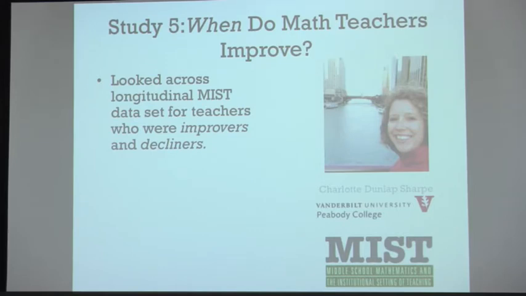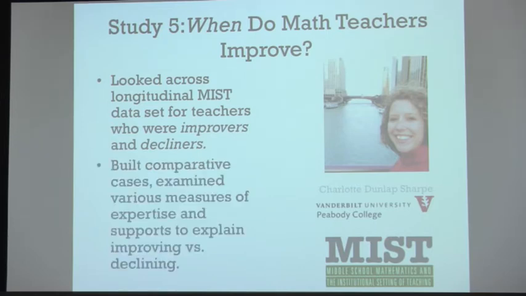Because remember, we have those classroom-based measures of their instruction. When do we see improvers and when do we see decliners? So what she did was very clever. She built cases by looking within schools where there's improvers, decliners, and she also took a case that was stable, people who were stable, and looked at the contrasts across those three types of teachers in the different schools. And she looked at the different measures of expertise that we had developed on the project to help develop some explanation for improving versus declining.